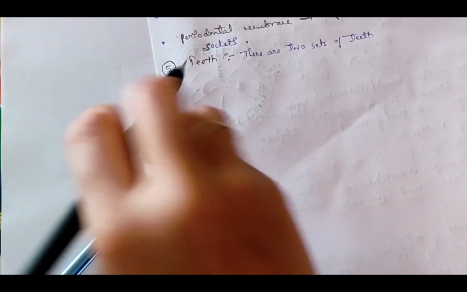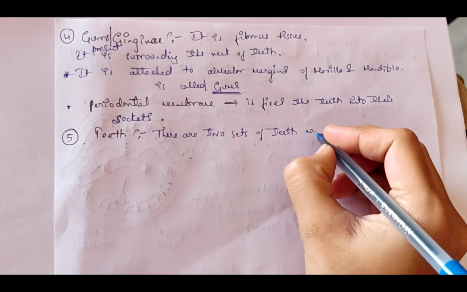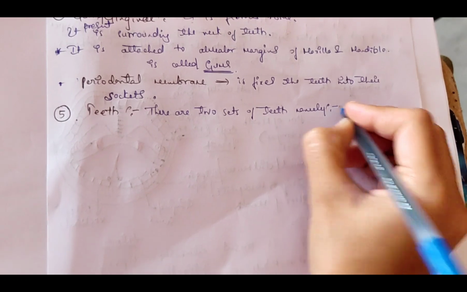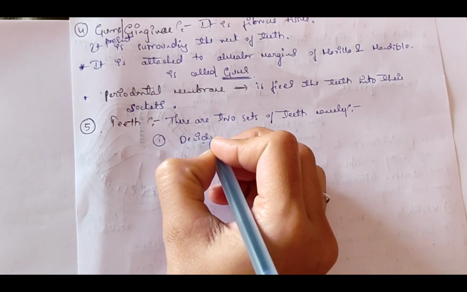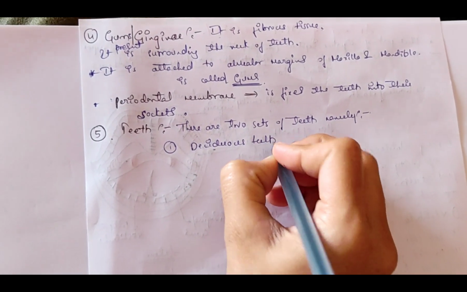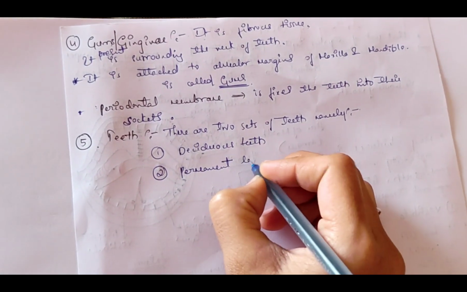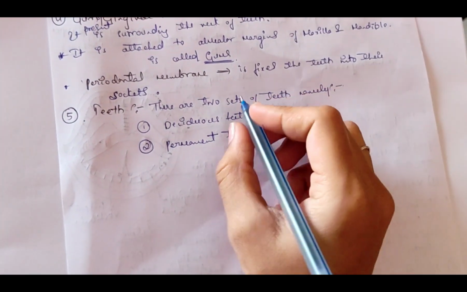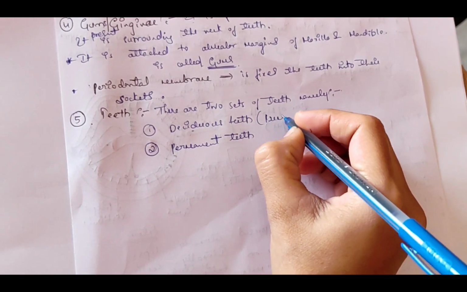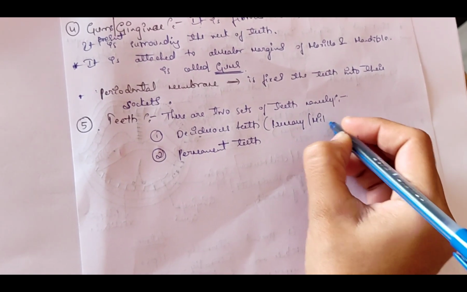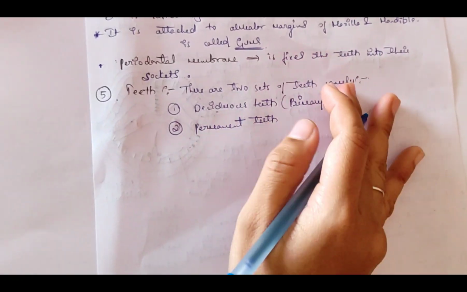Then the next one is teeth. There are two sets of teeth, namely deciduous teeth and permanent teeth. Deciduous teeth are also called primary or milk teeth, and permanent teeth are the permanent teeth.